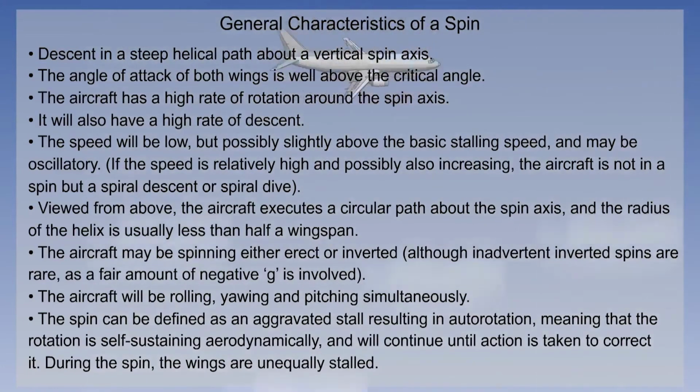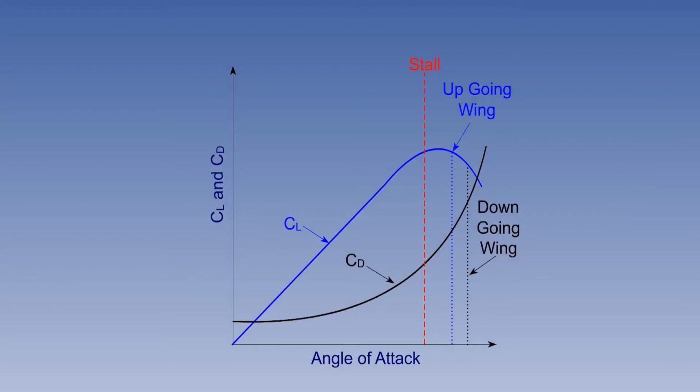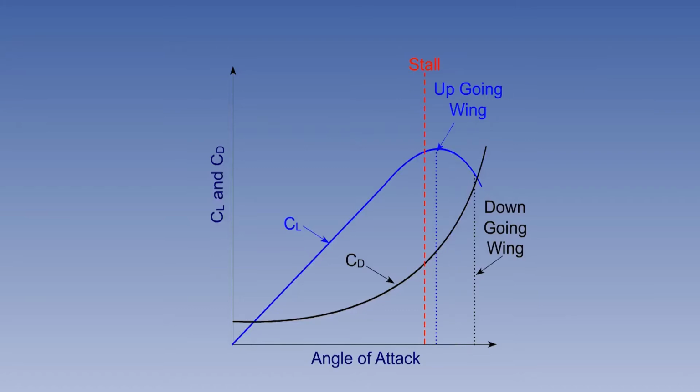During the spin, the wings are unequally stalled. A spin cannot occur unless the wings are stalled, but is most likely to happen when one wing stalls before the other. That wing will drop, and the aircraft will yaw in the direction of the lower wing. The change in effective relative airflow from the roll deepens the stall on the downgoing wing and lessens it on the upgoing wing.